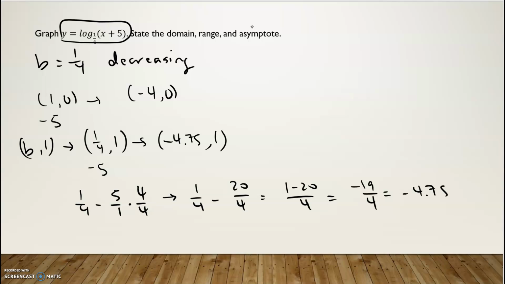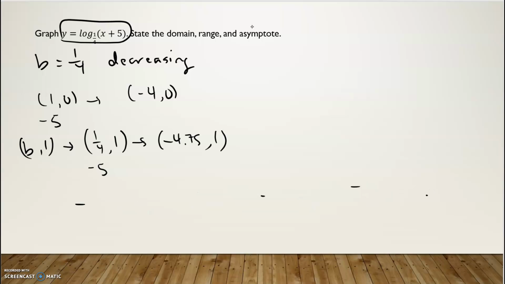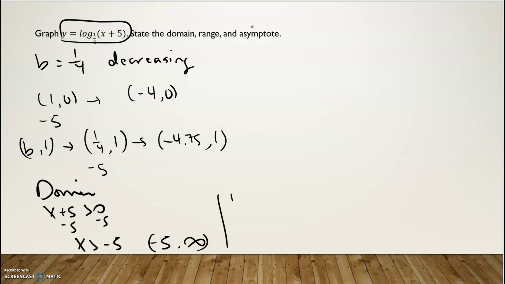Okay, and then we will find our domain. So I'm going to put x plus 5 greater than 0. So the domain is going to be x plus 5 is greater than 0. Subtract 5, so x is greater than negative 5. So from negative 5 to infinity, the range is negative infinity to positive infinity.